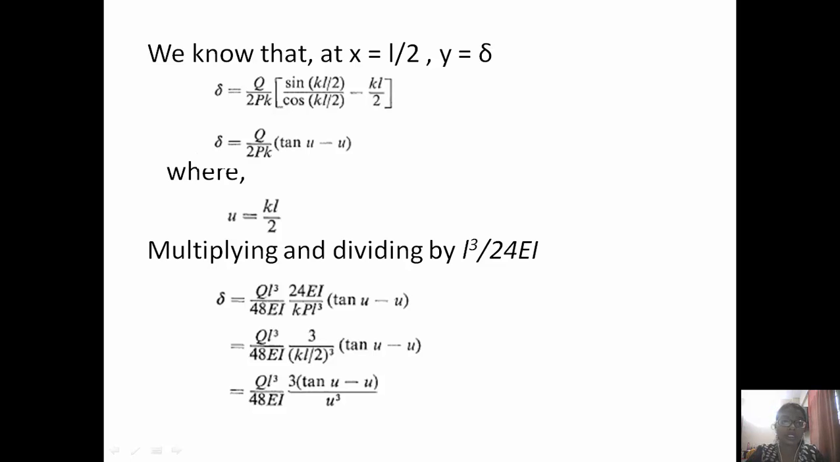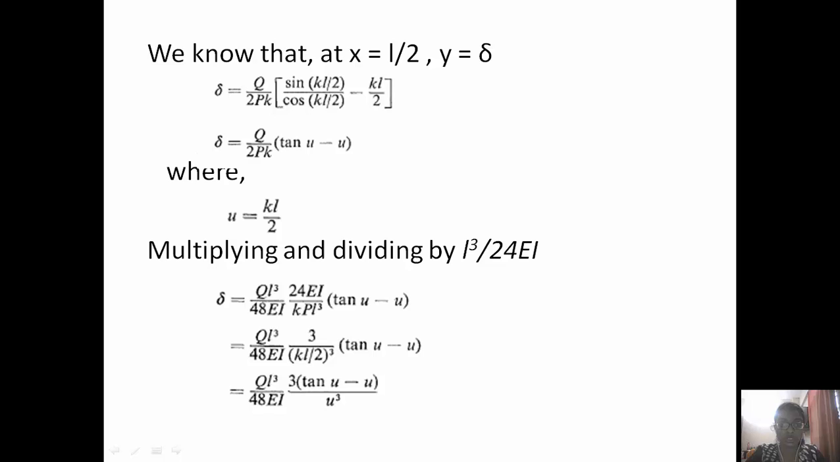Now we also know that the maximum deflection is occurring at the midpoint, that is x is equal to L by 2 and y is equal to delta. So therefore delta is equal to Q by 2Pk into sin kL by 2 upon cos kL by 2 minus kL by 2. Now sin by cos is tan, and we assume u is equal to kL by 2. Therefore we get delta is equal to Q by 2Pk into tan u minus u.